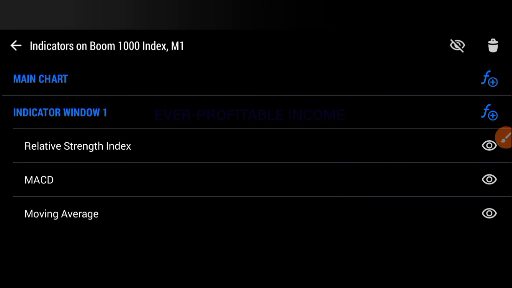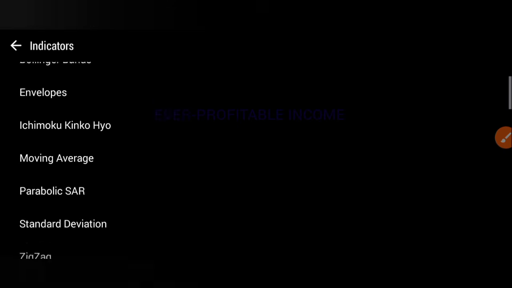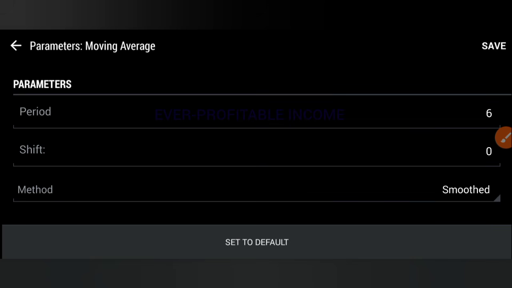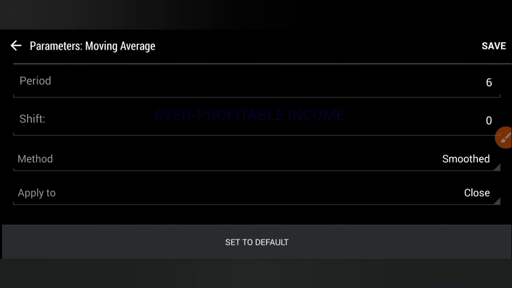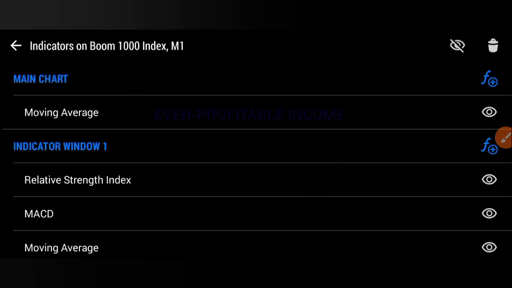Okay, so these are the indicators for today. We don't have any indicator on our main chart, but if you want to add an indicator for direction, you can add the moving average. Let's add the moving average to the main chart. Let's say period 6, the method is smoothed, the shift is 0, so let's just add it for direction. This helps beginners to know when price has changed direction from bullish to bearish or bearish to bullish.